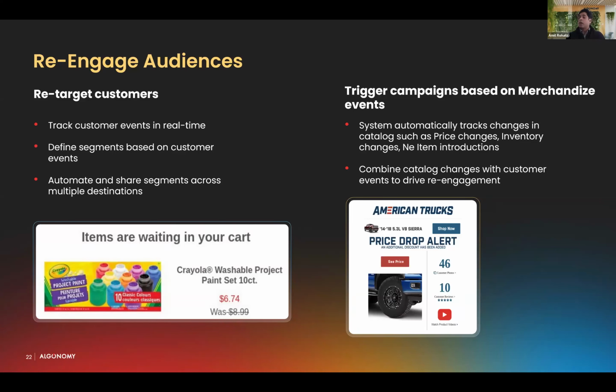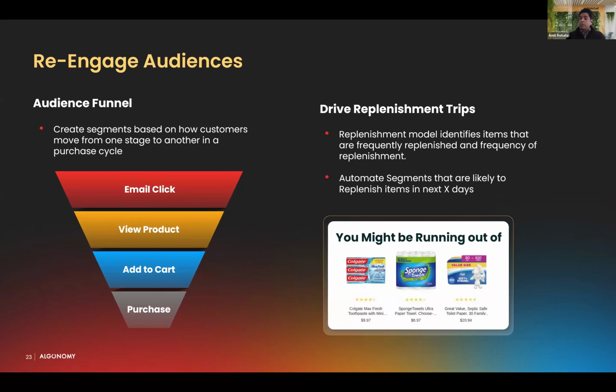So you could combine and create segments. So for example, customers who viewed an item in the past, never purchased, but the item is on a price drop right now. Or they added an item to the cart, did not buy, and the item is on clearance right now. All of these merchandising events could be used as an opportunity to re-engage. You could create funnels, and so you could track people in funnels and use segment audiences to move people from one stage to another, or you could drive more replenishment trips, and so the system can automatically identify if the customer is likely to replenish, and so you could use this to drive more proactive emails.